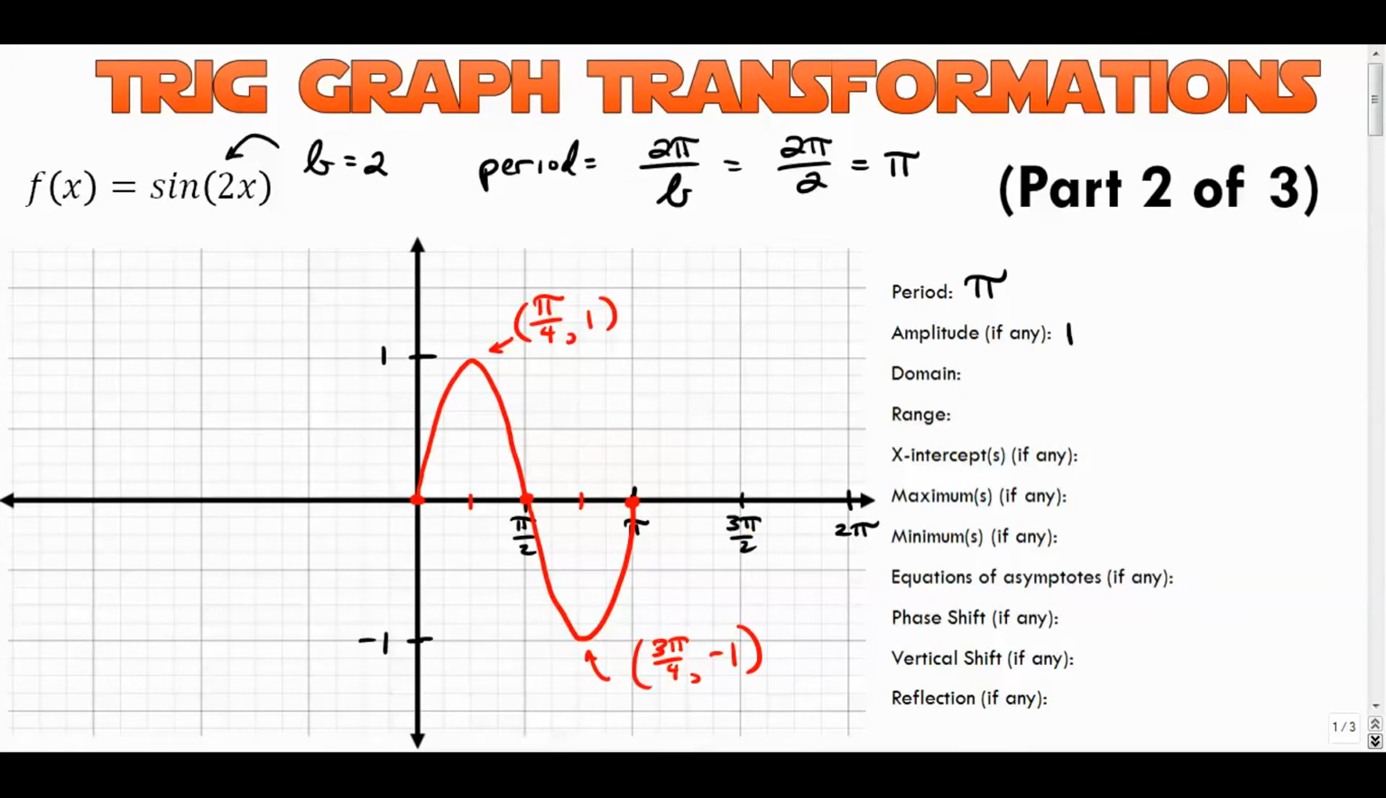So the domain is all real numbers. The range is the same as it normally is. X-intercepts 0, pi over 2, and pi. Maximum I just said, minimum I just said, no asymptotes, no phase shift, no vertical shift, and no reflection. So let's move on.